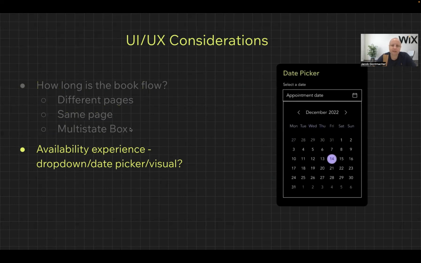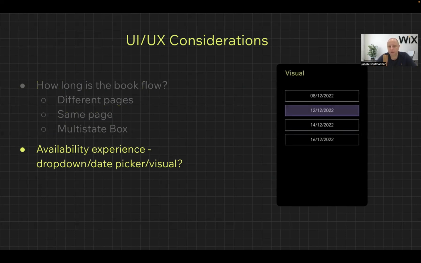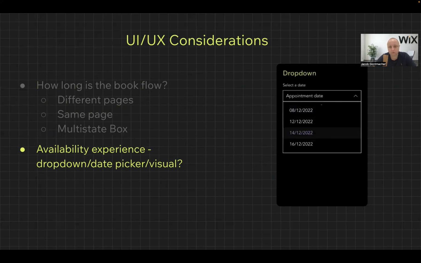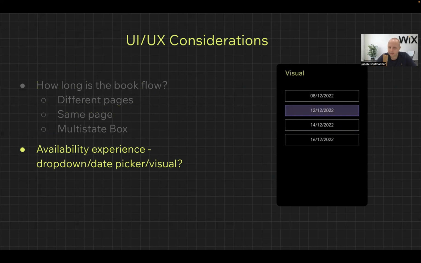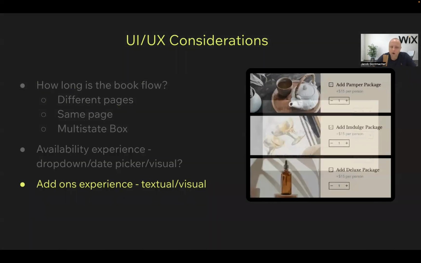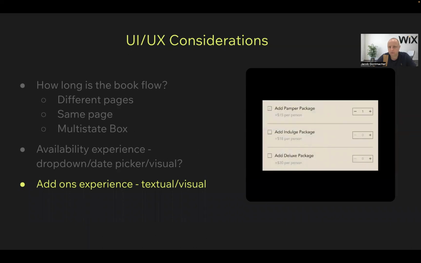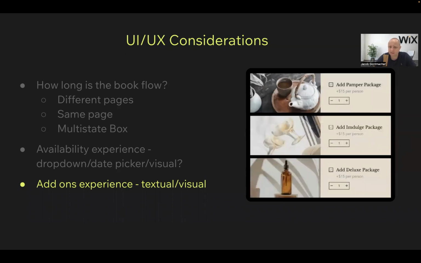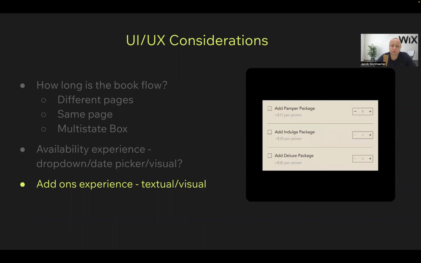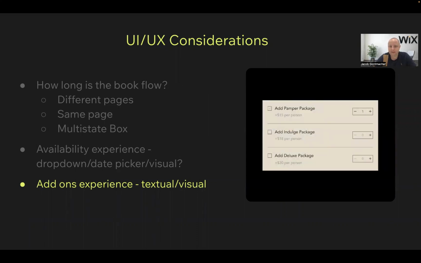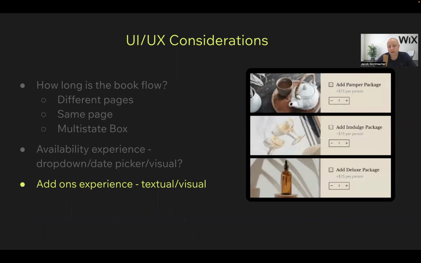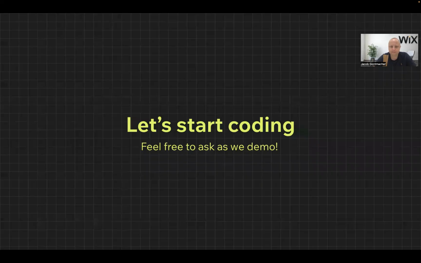How about the availability experience? Do we want to show the date picker or perhaps drop down or maybe some other visual of your choice? We will go with the drop down. And how about the add-on experience? Do we want it to be small, text only, or perhaps add some visuals so the customer will have an idea of what he's buying? Then we would go with the visual for our demo. So let's start coding.